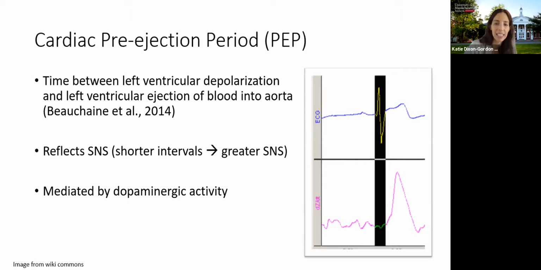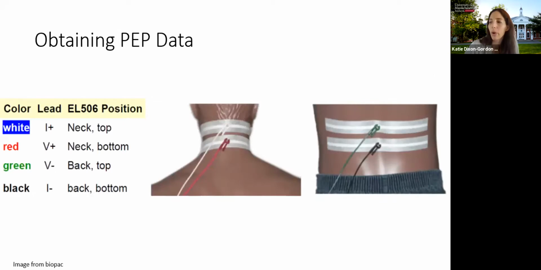So PEP shortening is supposed to mark dopaminergic reactivity, and this is like mobilizing the body to meet environmental demands. So basically very consistent with sympathetic responding generally. What we need to obtain this data is to be able to measure impedance, the slowing of the electrical impulses through the heart, depending on how much blood is basically in there.